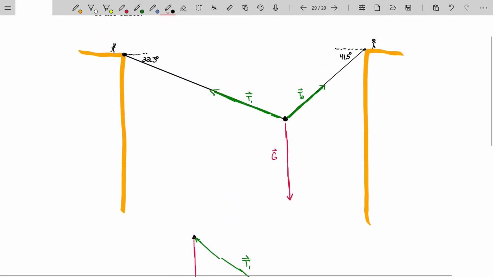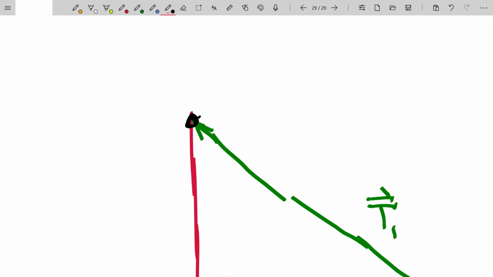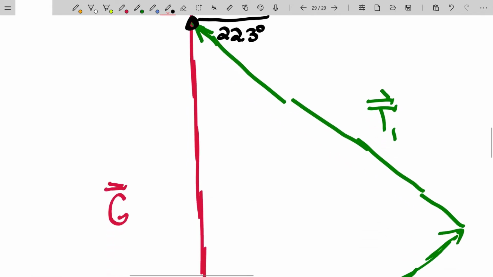Well, let's see. Tension 1 is going to make this angle of 22.3 degrees with the horizontal. So tension 1 makes an angle of 22.3 degrees, which means this interior angle is 90 minus that. And so if you do 90 minus the 22.3, you get 67.6 degrees. Oops, 67.7 I meant. Degrees.